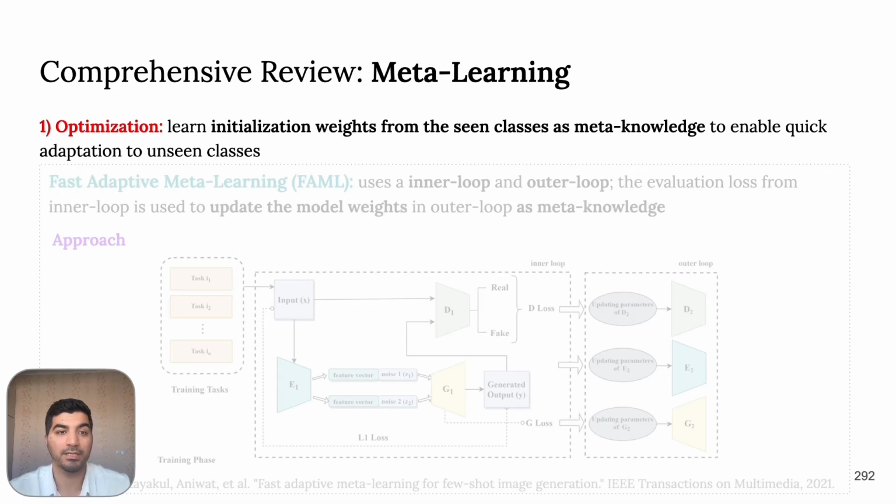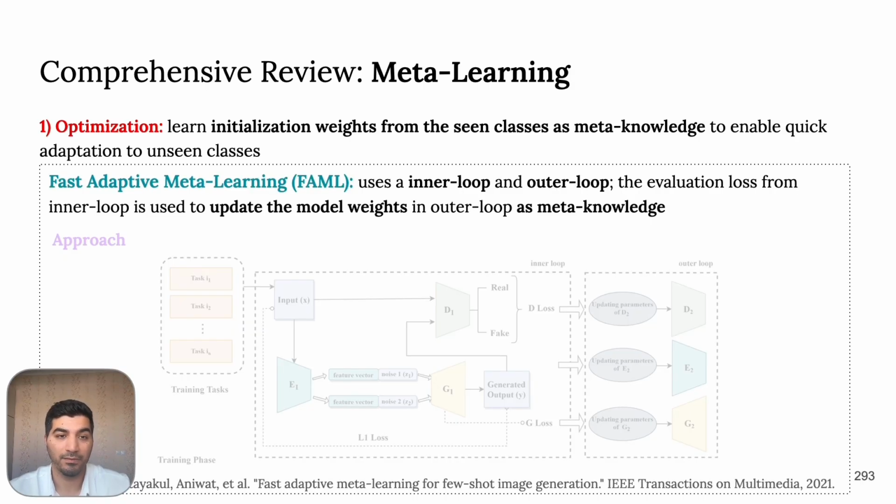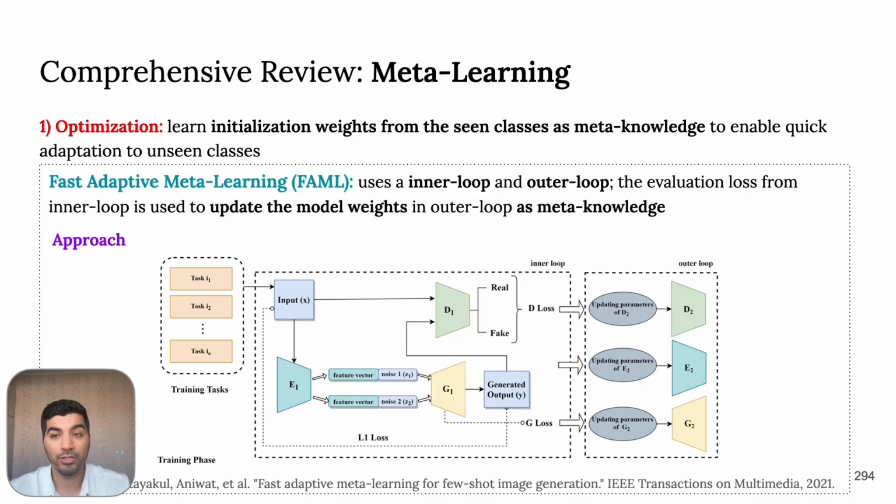First subcategory is optimization, which learns the initialization weights from the seen classes as meta-knowledge to enable quick adaptation. As an example, we have this fast adaptive meta-learning or FAML approach. It uses an inner loop and outer loop approach similar to the popular model agnostic meta-learning or MAML paper. The evaluation loss from the inner loop is used to update the model weights in the outer loop as meta-knowledge.